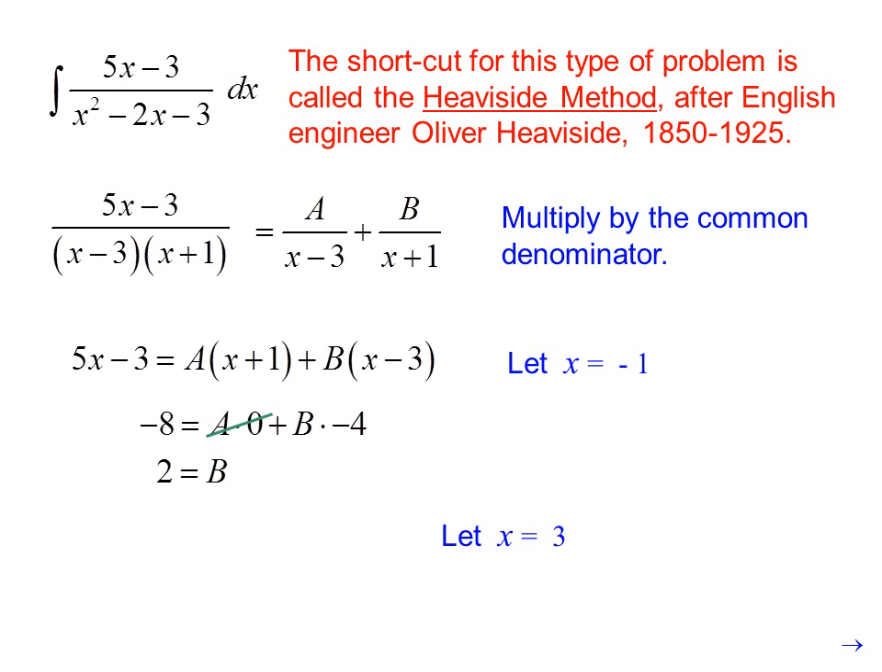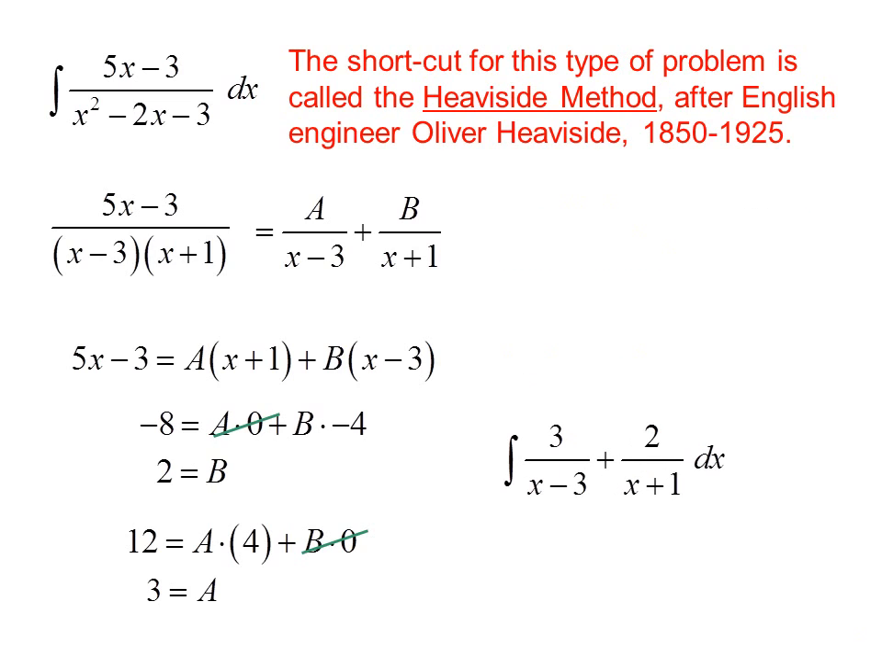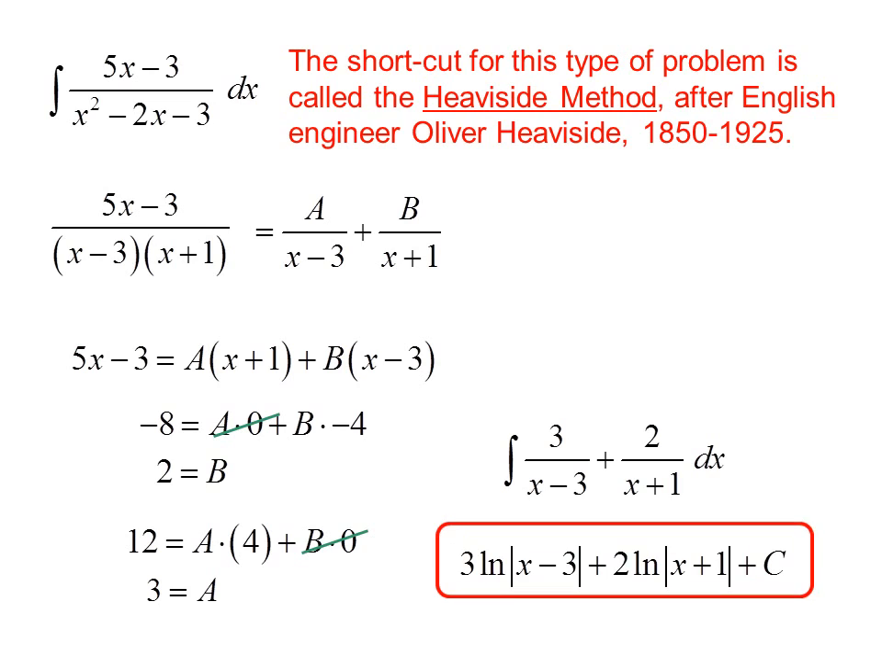Now we let x equals 3 to eliminate this factor. And we get 12 equals a times 4 plus b times 0. That crosses out, and we get 3 equals a. So that just works a little quicker than what we did before, solving two equations and two unknowns. So we get the same answer.